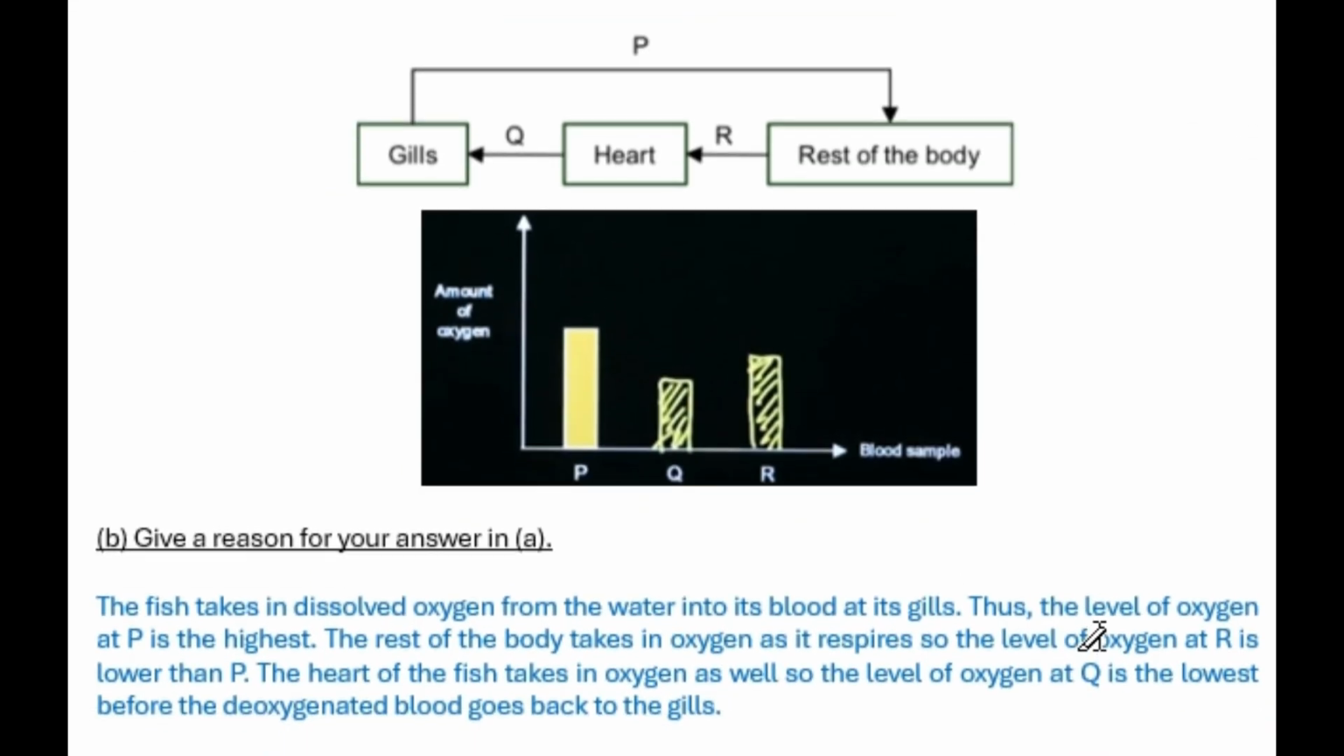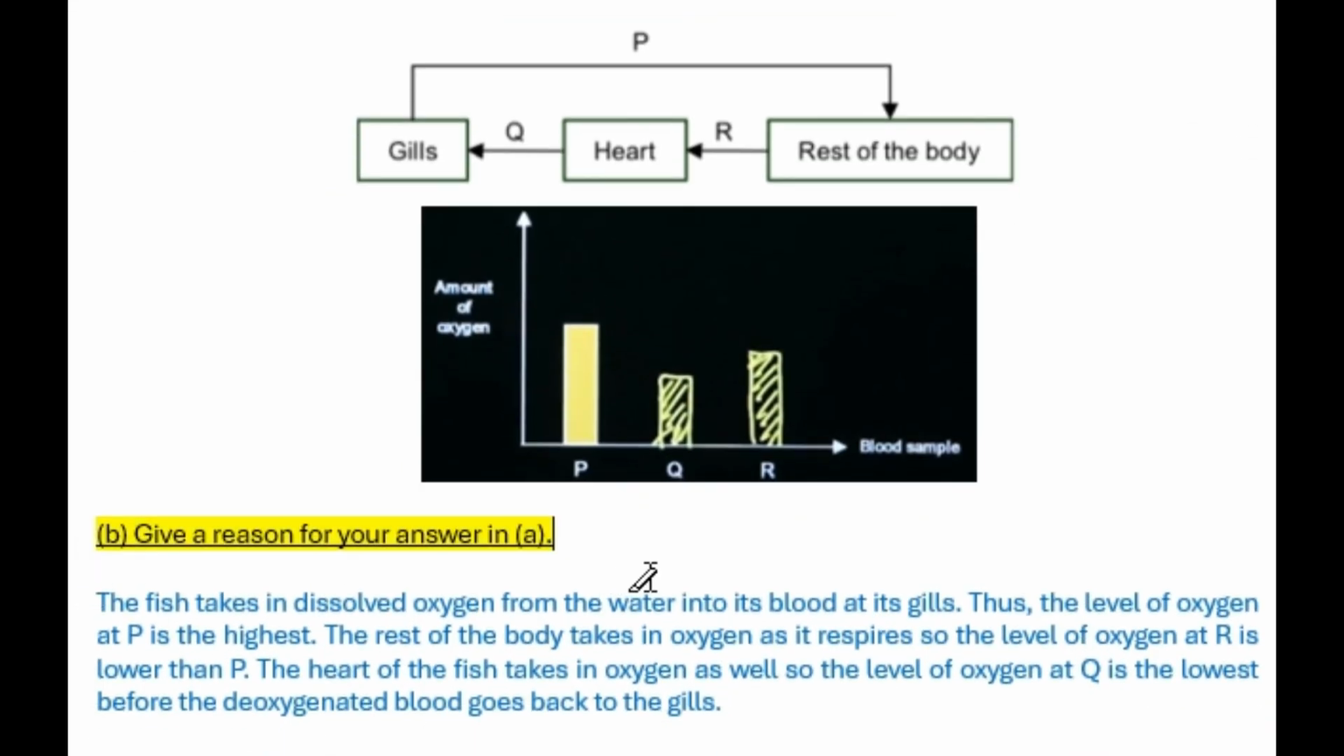B. Give a reason for your answer in A. The fish takes in dissolved oxygen from the water into its blood at its gills. Thus, the level of oxygen at P is the highest. The rest of the body takes in oxygen as it respires, so the level of oxygen at R is lower than P. The heart of the fish takes in oxygen as well, so the level of oxygen at Q is the lowest before the deoxygenated blood goes back to the gills.